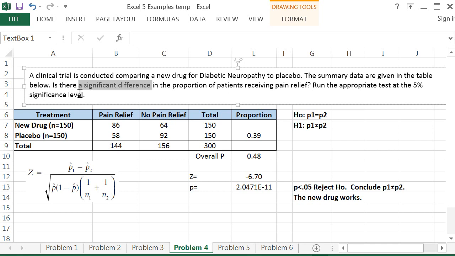So this is a test for difference in proportions, and that's actually a z-test. We can't do this with the Data Analysis ToolPak, unfortunately. It doesn't have a function to do that.